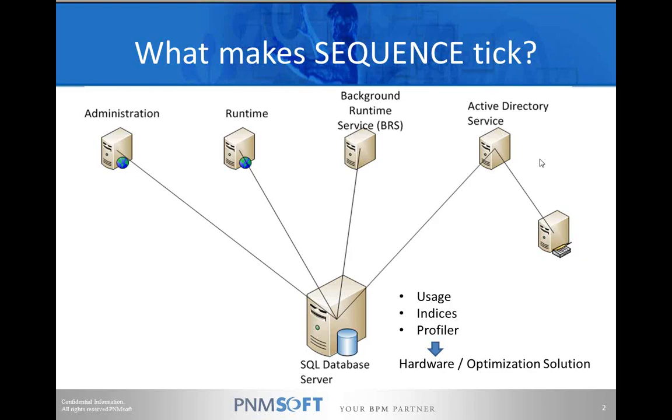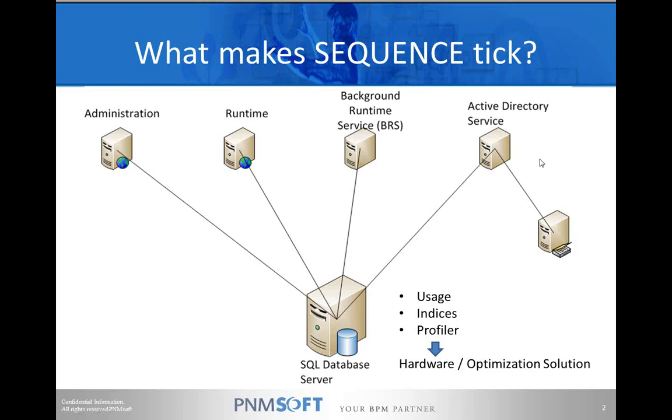The first thing we should cover before we dive down into the details of how to optimize and what to optimize is just a quick reminder of what makes sequence tick. How are the different parts of the system integrated with each other? So you have at the middle, everybody is talking to it. Most pressure is exerted on it, and normally in any sequence topology, it's the most powerful server. It's the database server. It could be one, it could be a cluster, but everybody's talking to the database server.